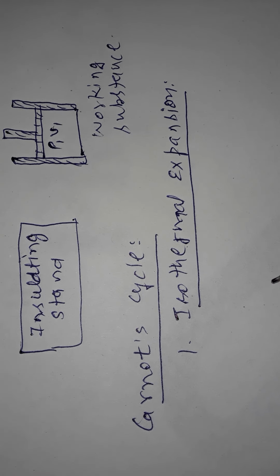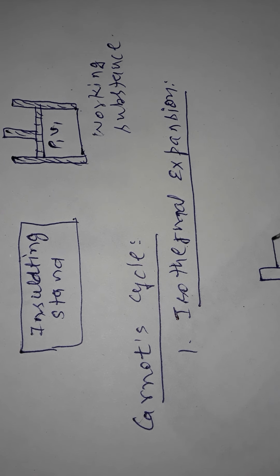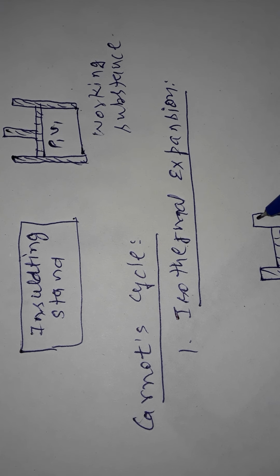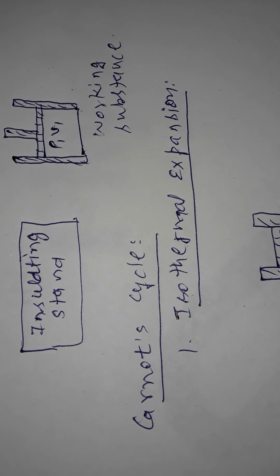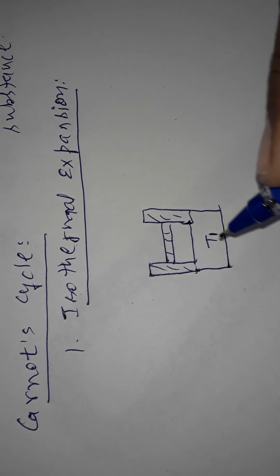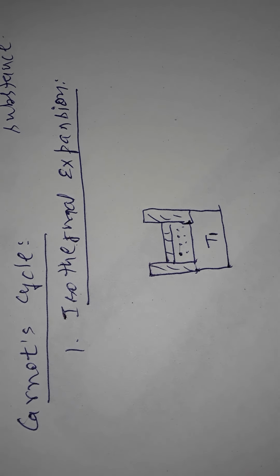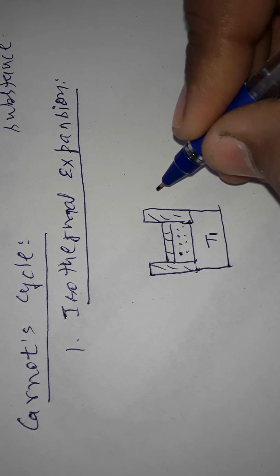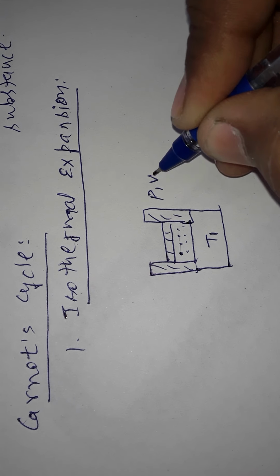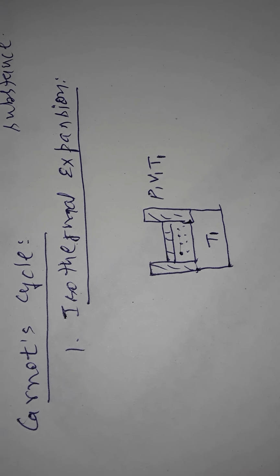Now, initially place the cylinder on the source which is at temperature T1. So the gas molecules gain the heat, and the system has initial pressure P1, volume V1 and temperature of the gas molecules becomes T1.